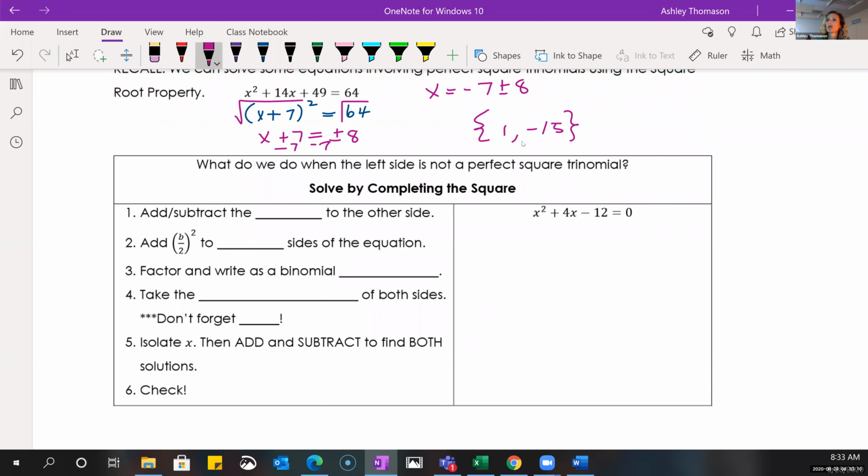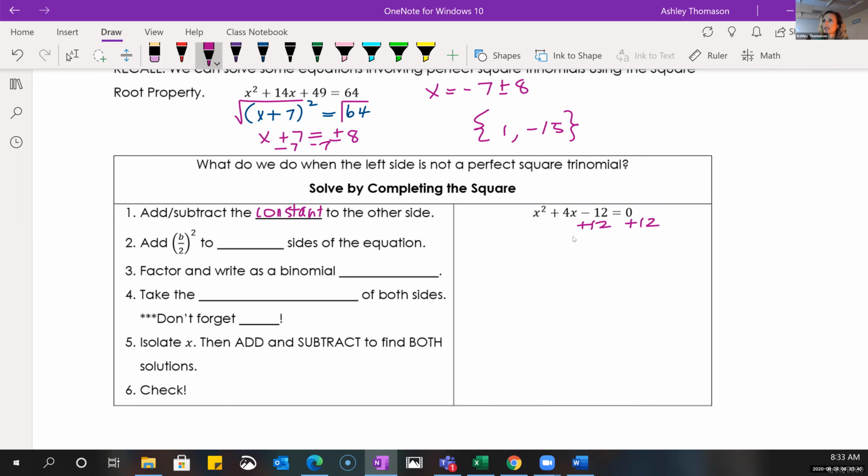Here's what we want to do, and I'll walk through the steps. This is going to seem like a lot. Hopefully you remember it from Algebra 1, but it seems like a lot the first time we go through it and talk about all of these steps. Then it can become a really fast process. We're going to add or subtract the constant to the other side of the equation. So that means we want to add this 12 over to here.